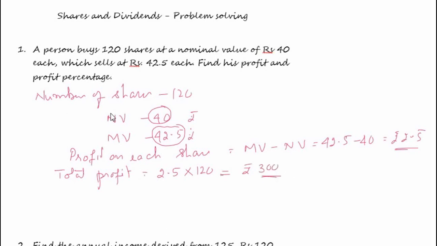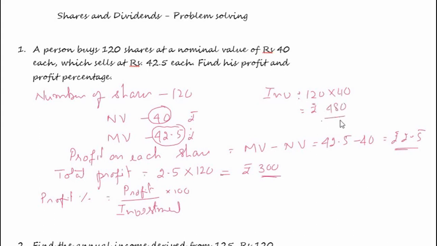Then we need to calculate profit percentage. So this is profit divided by investment into 100. So what is the investment here? Investment is 120 shares at the rate of 40. So it is rupees 4,800.